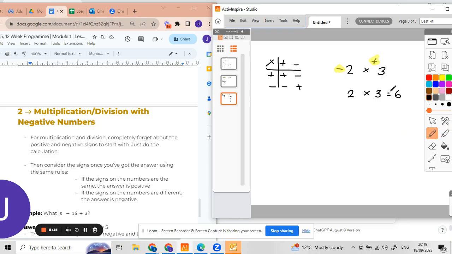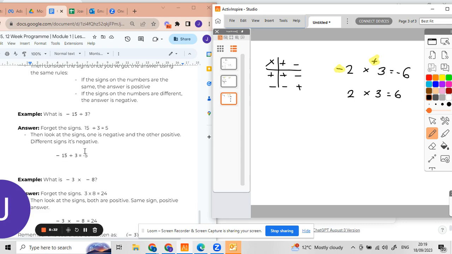So once we've got the answer here, now we consider our sign. So we know it's 6, because 2 times 3 is 6. We've done that there. But what's our sign? We've got a negative and a positive. Therefore, it must be a negative. Okay? So that's my advice. Completely ignore the signs and deal with the signs afterwards. Right, just go through this example here. It's the same with division. Let's put a division sign next to the multiplication. So multiplication or division follow the same rules here, okay?